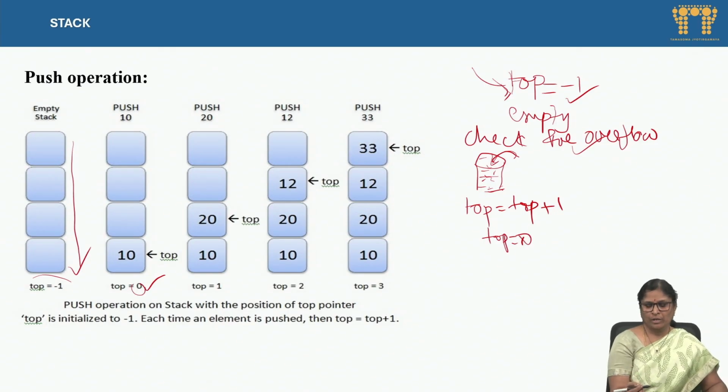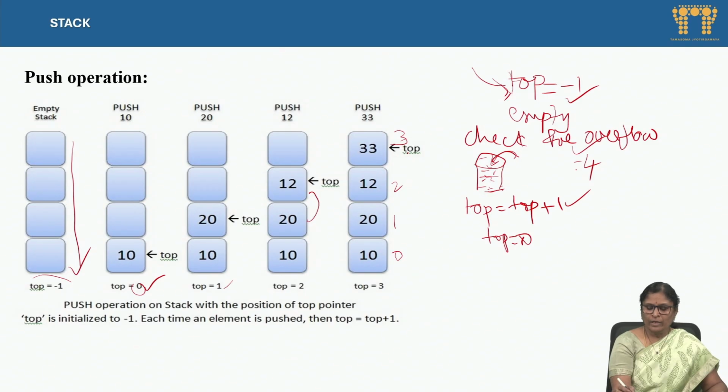Now I still want to push another element. Suppose I push 20. Again, increment the top. Now the top is 1, and 20 will be pushed. Still I want to push 12, so you increment the top and place an element. Increment the top, place an element. So 33 is added. Now your stack size is only 4. In real use, the stack size might be 100 or 200, but as an example we are discussing a very small stack. Now, the size of the stack is 4. Since you're starting from 0, your stack is now full.